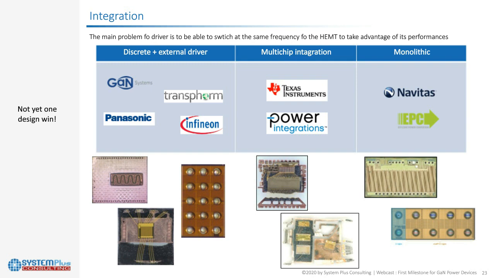And the third option is the monolithic integration. What we call monolithic is to have the component and the IC on the same surface of a die. And then, obviously, these dies are packaged. These solutions are proposed by Navitas and EPC.